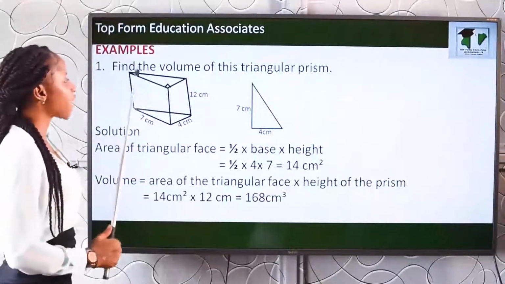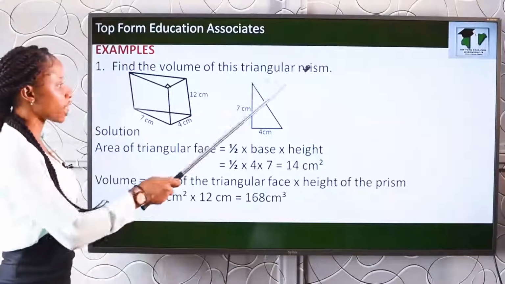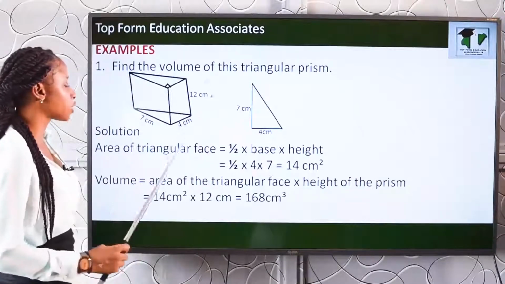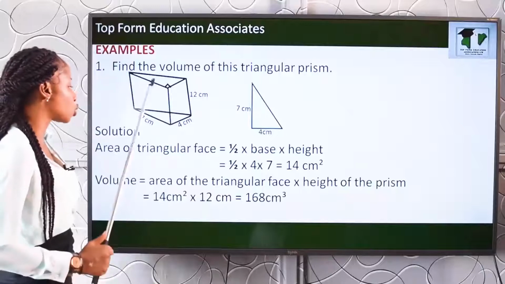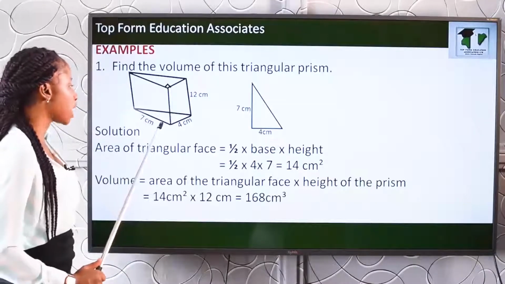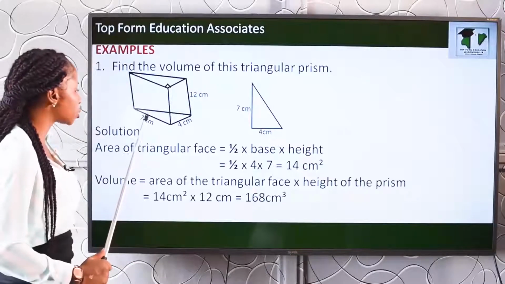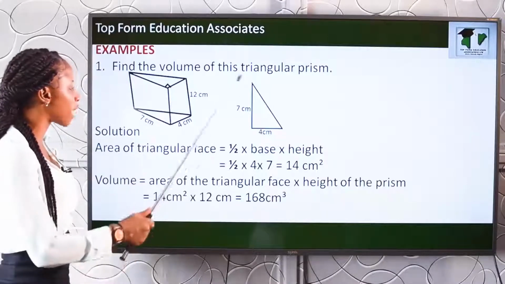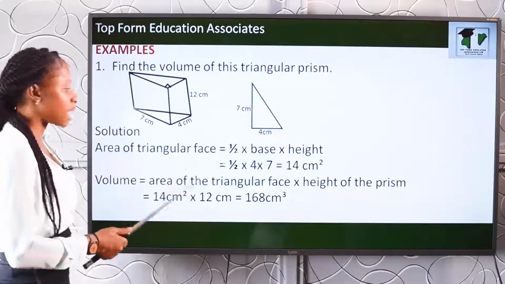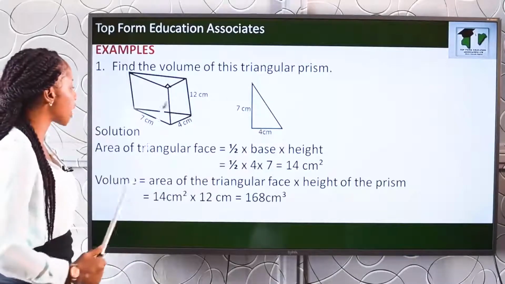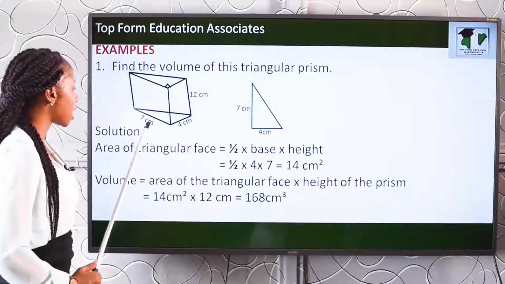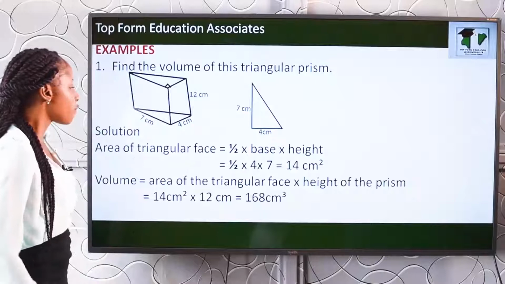Now, let's take some examples. Number one, find the volume of this triangular prism. We're given a triangular prism here, and we're asked to find the volume. The first thing we are going to look for is the area of the triangular face. Now we have extracted the triangular face from this prism, and this is what we have. The height is 7 centimeters and the base is 4 centimeters.